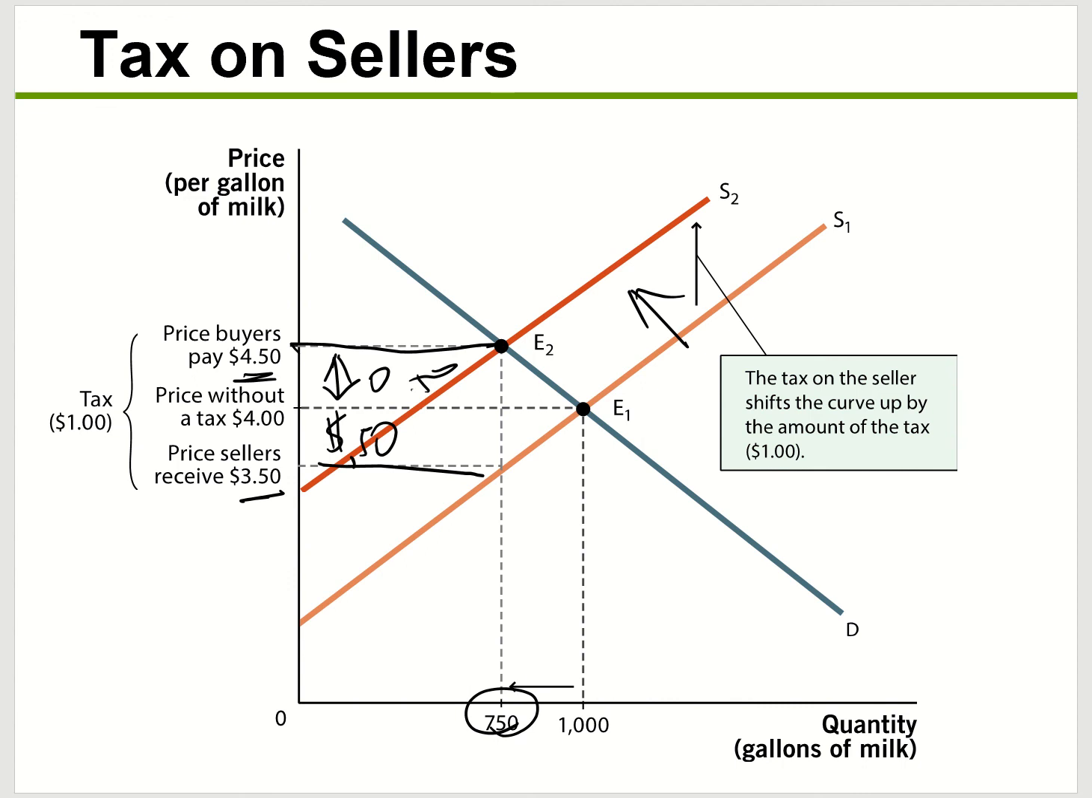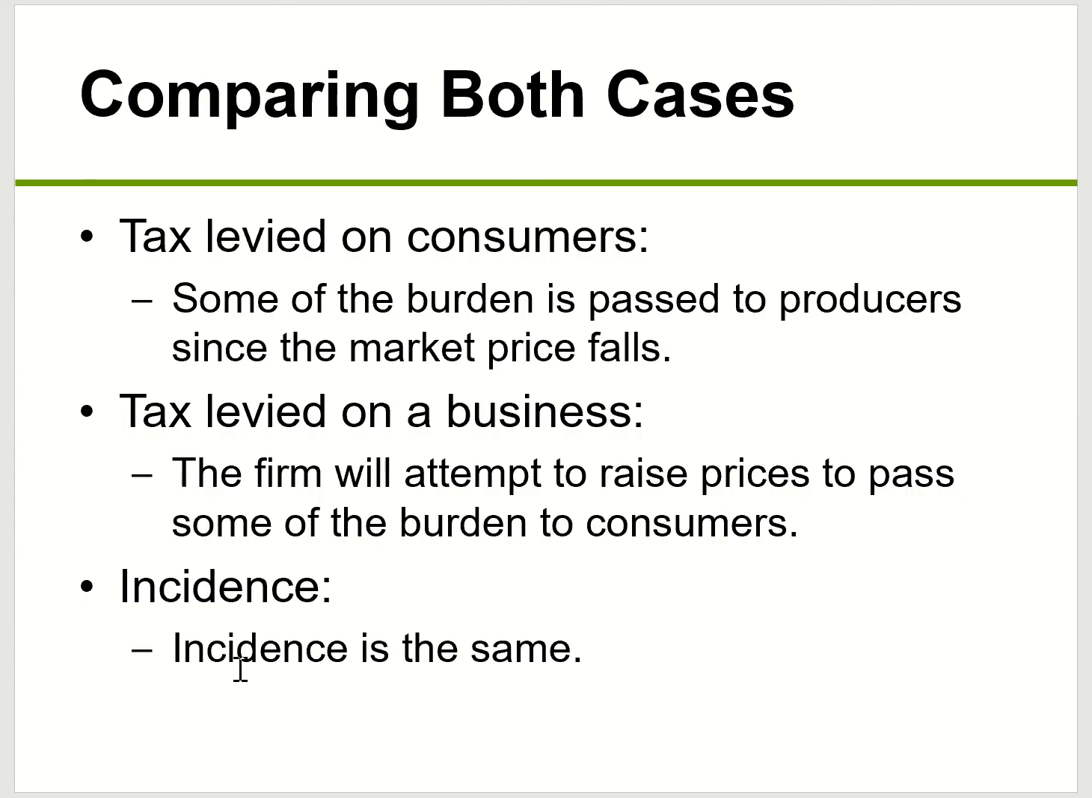Which means it doesn't matter which party you put a tax on. This tax is always shared between buyers and sellers. So if you put a tax on the buyer, some of the burden will be shared by the sellers. But if you put a tax on the seller, on the business, then some of the burden will be passed on to the buyers. So it doesn't matter which party you put a tax on, your tax incidence will be the same. How much the buyer pays and how much the seller receives wouldn't be any different.